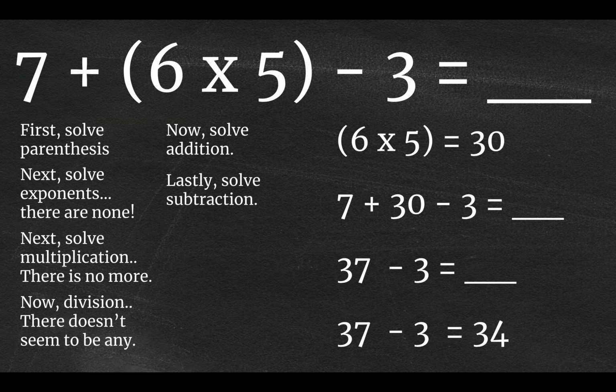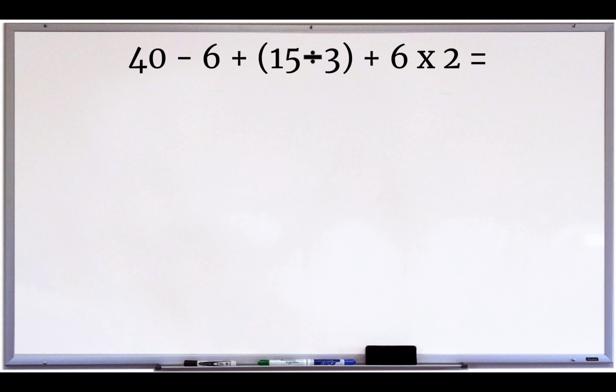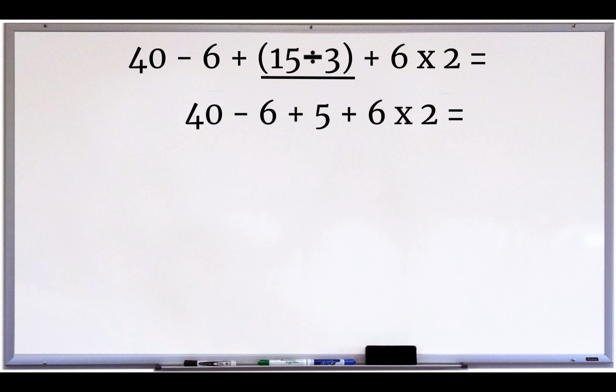Let's do another practice problem. Great job. This one says 40 minus 6 plus 15 divided by 3 plus 6 times 2. The first thing we're going to do is our parentheses. Always start with the parentheses. So 15 divided by 3 is 5. So we have 40 minus 6 plus 5 plus 6 times 2.